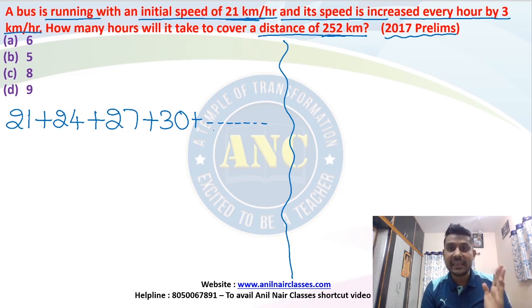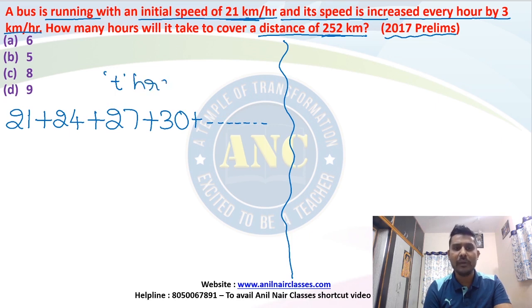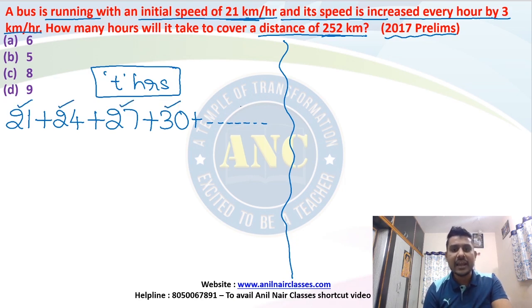Like that, basically, if you are using a very traditional approach, you should keep on writing all the terms until the terms sum becomes 252 distance. That means, let us consider that it has traveled for a total of t hours. We don't know how many hours it has traveled. Assume that it has traveled for a total of t hours. So that t hours is nothing but this is 1 hour, this is 2 hours, this is 3 hours, this is 4 hours. Like that, it has totally traveled for t hours.